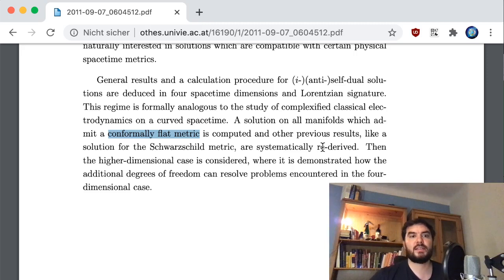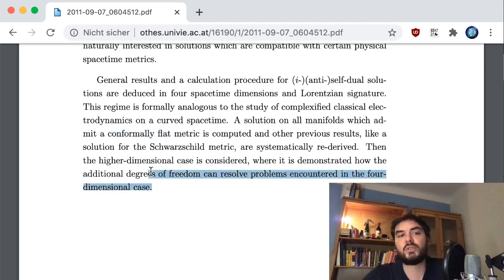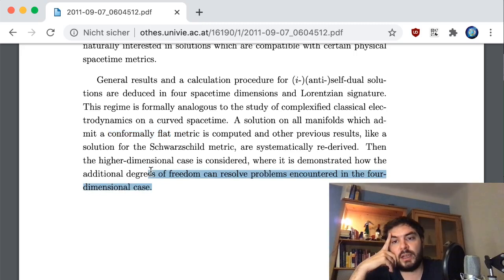Then the higher dimensional case is considered, where it is demonstrated how the additional degrees of freedom can resolve problems encountered in the 4-dimensional case. So my advisor was also interested in, for example, de Sitter space, which is always a hot topic, and so I look at 6 and 8-dimensional settings, and there you have actually more degrees of freedom, and if you don't add more restrictions, then it's actually easier in a sense to find solutions that fit into that. And that was also what he was interested in adding in the published paper.